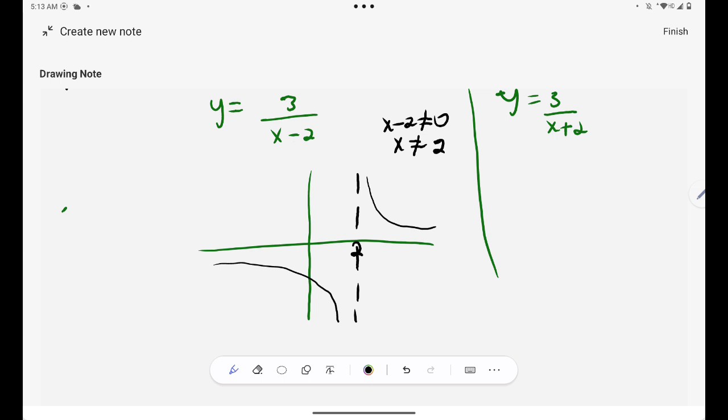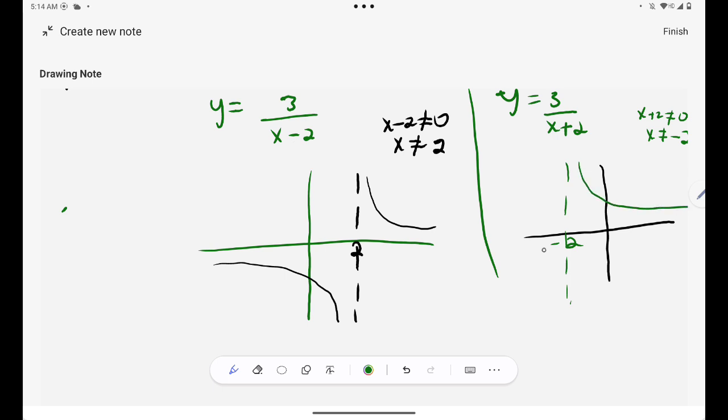Are you together? And then whenever you have an asymptote like that, it simply means that x plus 2 cannot be equal to 0. Therefore x cannot be equal to negative 2. That means your asymptote is on the left hand side. Are you together? And then your graph will look like this and this.